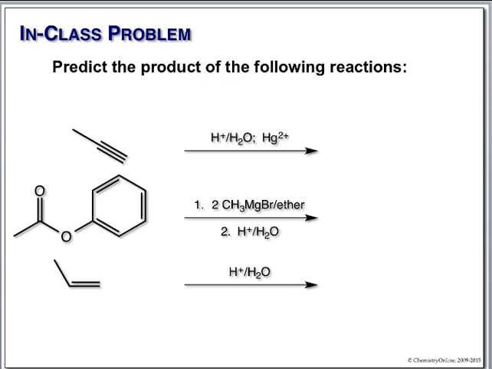Our first one, once again, we're taking an alkyne, so back to chapter 9 here, and we're doing hydration in the presence of mercury 2. That's going to give us Markovnikov addition. We're going to hydrate, and the oxygen is going to go here on the central carbon. We're going to wind up with a 3-carbon enol, which will tautomerize to a 3-carbon ketone. And we just made acetone.